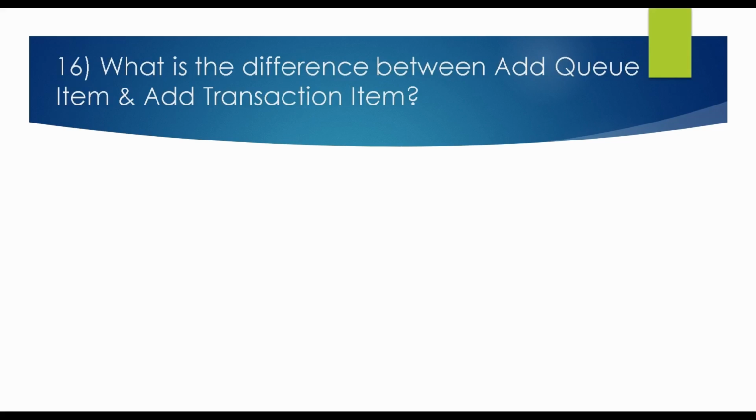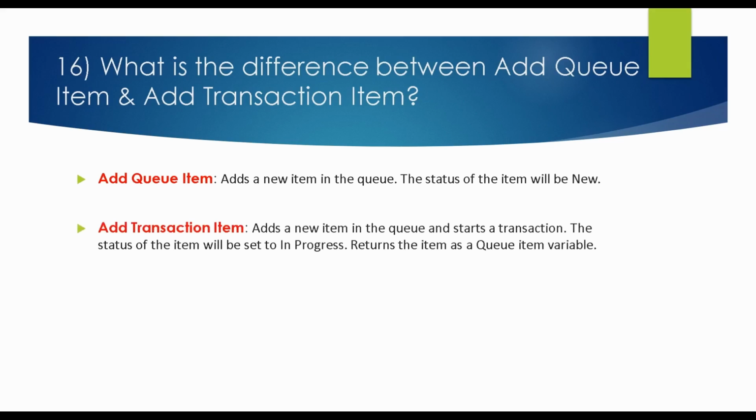So that's the benefit of inherited priority while creating the trigger. What is the difference between add queue item and add transaction item? Add queue item adds a new item in the queue. The status of the item will be new. So if you want to add something from your UiPath Studio or your system to the Orchestrator queue, you can go with add queue item, but the status of the newly added item will be new. But what is add transaction item? It adds a new item in the queue and starts a transaction. The status of the item will be set to in progress, and it returns the item as a queue item variable.